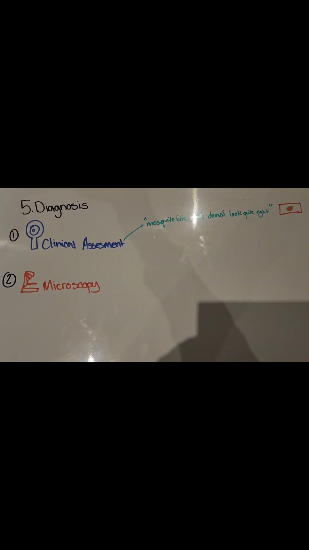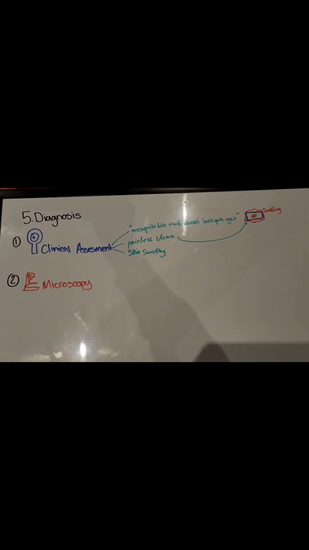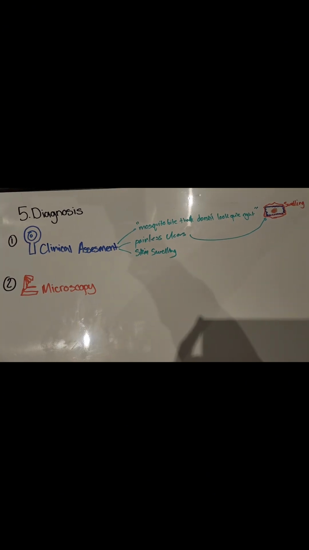Now let's move on to talk about the diagnosis, treatment, and prevention of Mycobacterium ulcerans. Mycobacterium ulcerans is diagnosed through clinical assessment, as stated. It is also diagnosed by microscopy as well as a few other ways, but clinical diagnosis and microscopy have been the two main ones in my research into Mycobacterium ulcerans. In particular, we can diagnose Mycobacterium ulcerans in clinical assessment as a mosquito bite that doesn't look quite right. Clinical assessment also includes painless ulcers, skin swelling, and lesions on the limbs, also known as areas of the skin that look different from the skin around it.